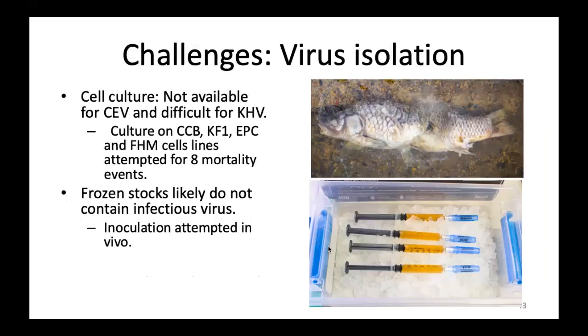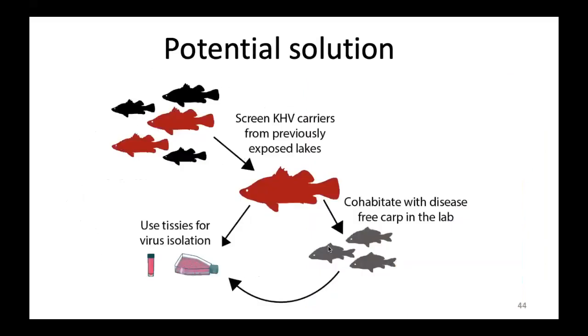So we tried culturing using frozen versions of these things on a bunch of different cell lines, and we just haven't been able to culture it yet. Also, we tried to use some of those frozen stocks to infect live fish in the lab. Tried to just go ahead with the disease trial, but again, there just might not be any viable virus in those samples. So a way around this that we're going to do, and it's going to be great, is that we're going to screen KHV carriers from previously exposed lakes.